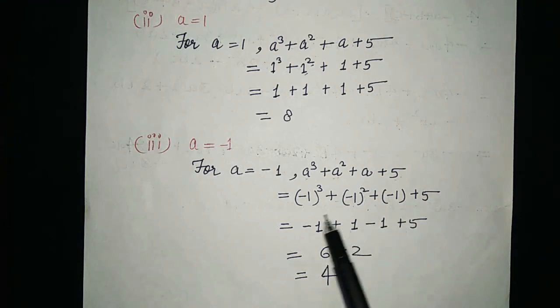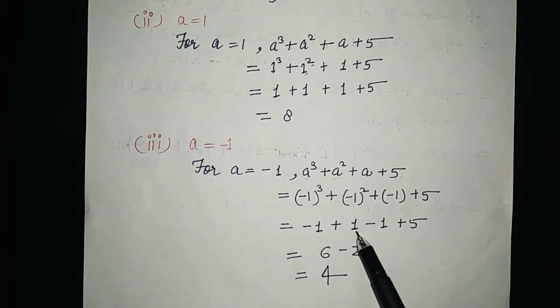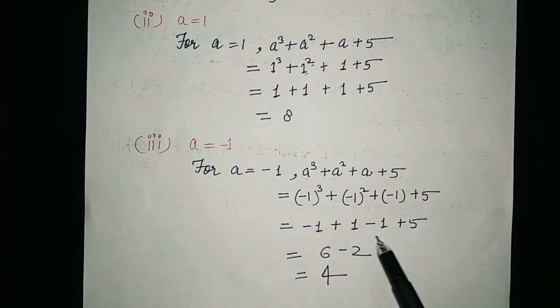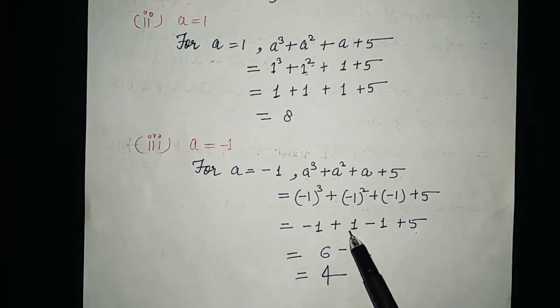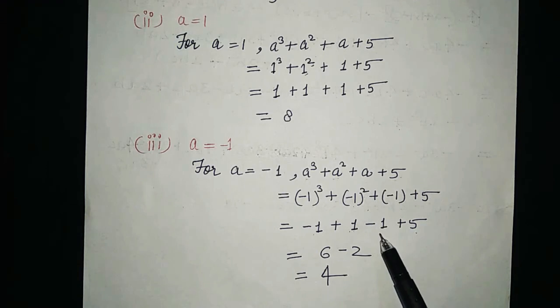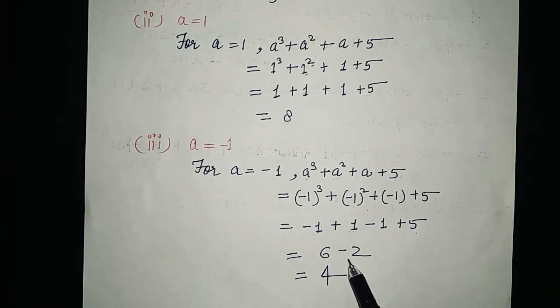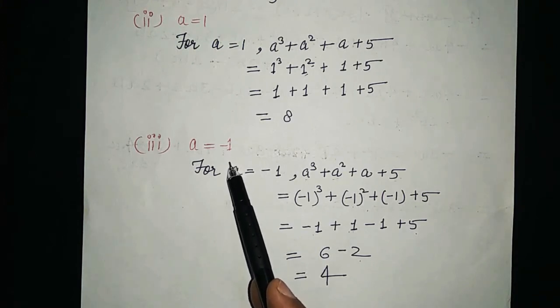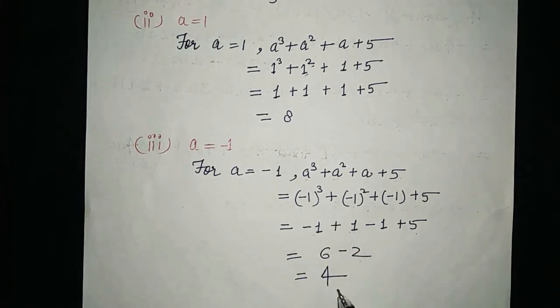Now we will solve this. First we will add positive integers 5 and 1. What will we get? 6. Now we will add this minus 1 and this minus 1. What will we get? Minus 2. Now we will subtract 2 from 6. We will get 4. So after putting a is equal to minus 1, we will get 4.